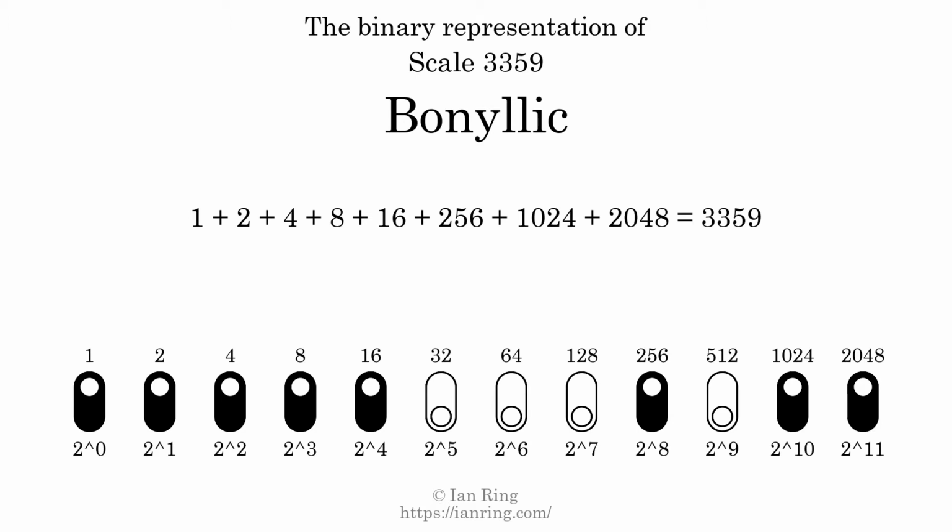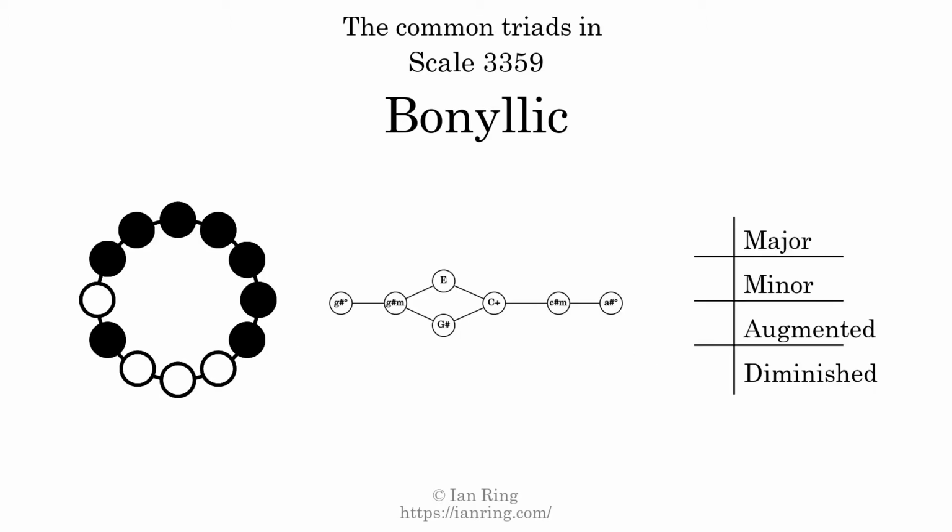3359. The scale number not only enumerates the scale with a unique index, but it also literally describes the tonal content of the scale. Represented as a binary number in base 2, the scale number is 1101000111111. Here are the common triads present in this scale. The diagram in the center is a graph of parsimonious voice leading between triads.